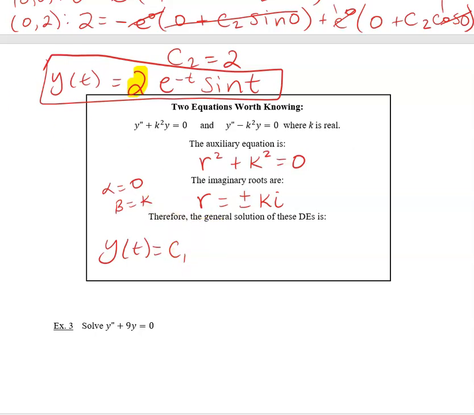cosine, because alpha is 0, so the e term goes away, C1 times cosine of kt plus C2 times sine of kt. And we'll talk a little bit more later about these sort of general forms for these and where those are coming from and how to generalize that. But for now, these might be a couple that just come up once in a while.